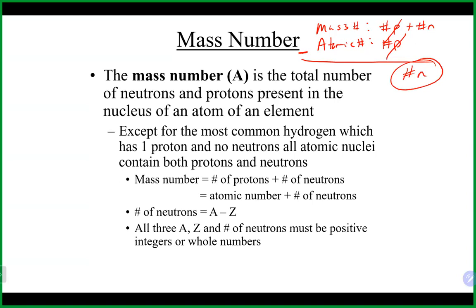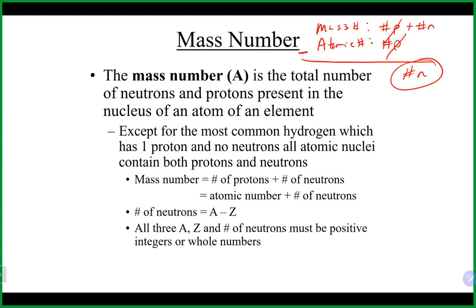As I mentioned a second ago, everybody but hydrogen will have all three things: protons, electrons, and neutrons. Once again, hydrogen, just a proton and an electron, which is why hydrogen has some unusual characteristics that we'll talk about as we go through different chapters. When you calculate all these things, the mass number, the atomic number, the number of protons, electrons, neutrons, they all should be positive whole numbers.